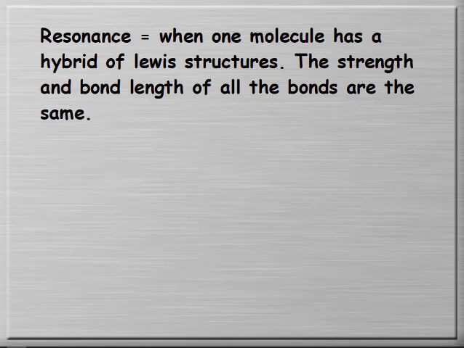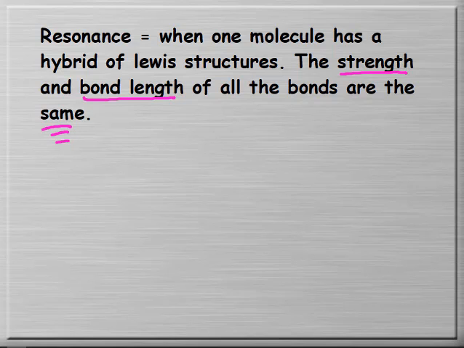Resonance is when one molecule has a hybrid of Lewis structures. So the true structure is a hybrid of all the Lewis structures that we could draw of it. Super important, the strength and bond length of all the bonds are the same.